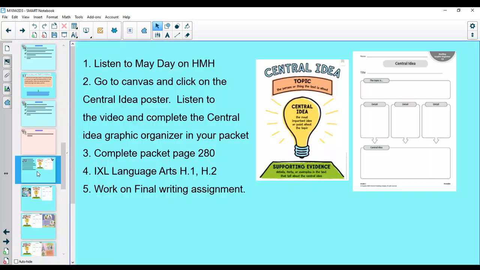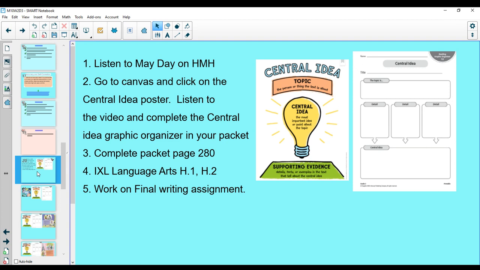Hi guys, today for reading small groups, you are going to have an assignment that you're going to complete, and you're going to use this little video to help you. So what you're going to do is, if you look at the directions on your screen, you're going to listen to May Day Around the World on HMH, and then you're going to go to Canvas and click on the Central Idea poster. This is the video that you're listening to right now.